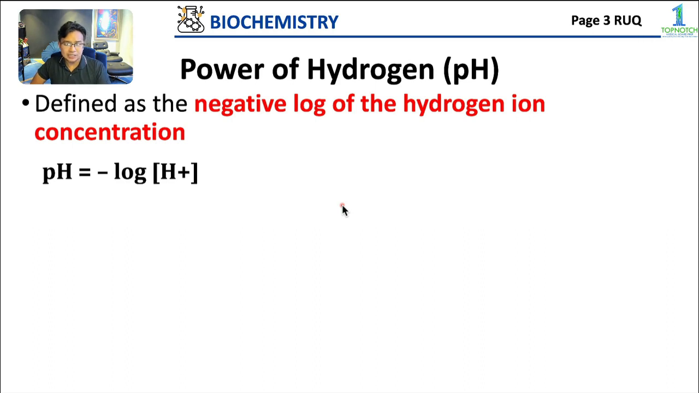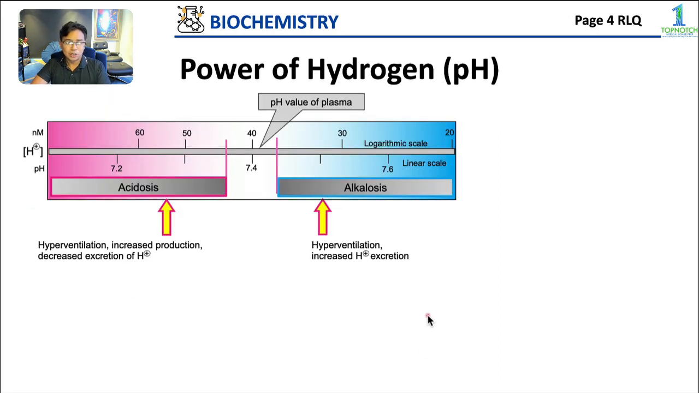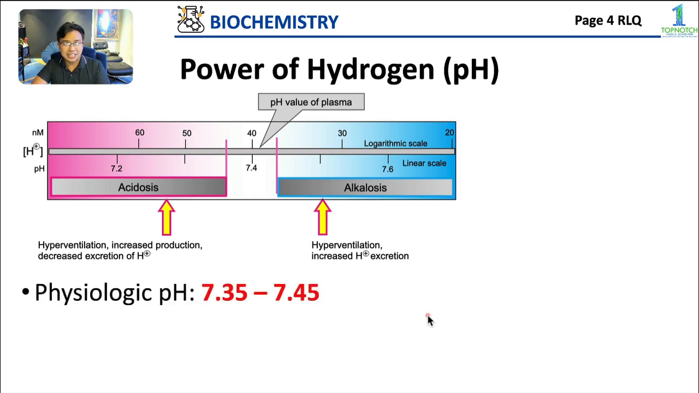Now, the power of hydrogen, abbreviated as pH, is defined as the negative logarithm of the hydrogen ion concentration of a solution. Basically, it measures the acidity or alkalinity. So, the higher the concentration of hydrogen, the lower the pH, and vice versa. Because bases have a high pH, they have a low hydrogen concentration. Guys, don't be confused in this concept. Now, take note that in physiological fluids, the average is 7.4 and the range is 7.35 to 7.45.